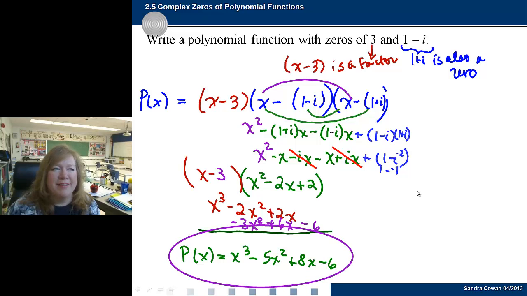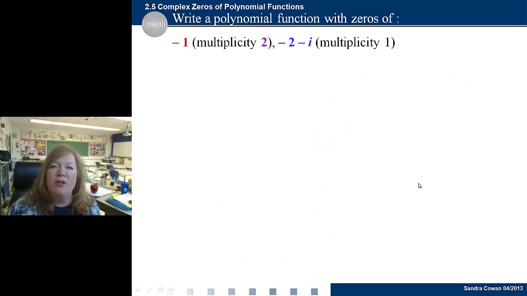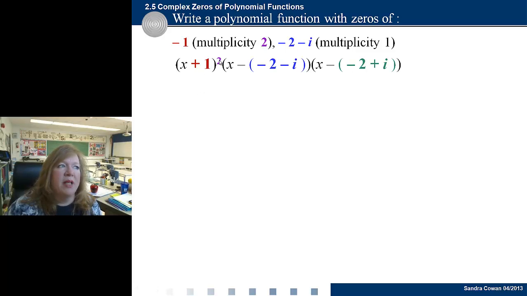Let's see what's next. Write a polynomial with zeros of −1 with multiplicity 2, and −2 − i with multiplicity 1. x minus a −1 would be x plus 1. Multiplicity 2 means you raise that to the second power. If I know that −2 − i is a zero, so is −2 + i, its conjugate. So I'd have a linear factor (x − (−2 − i)) times the quantity (x − (−2 + i)).